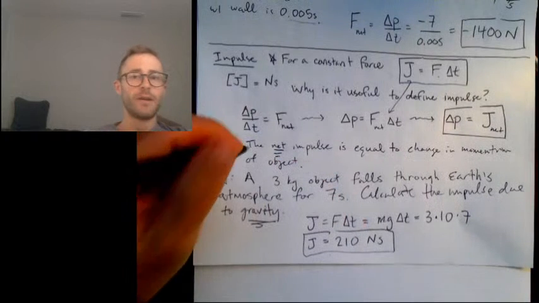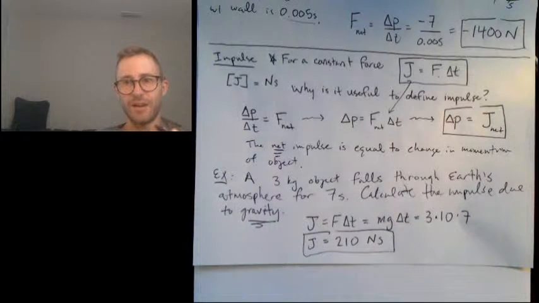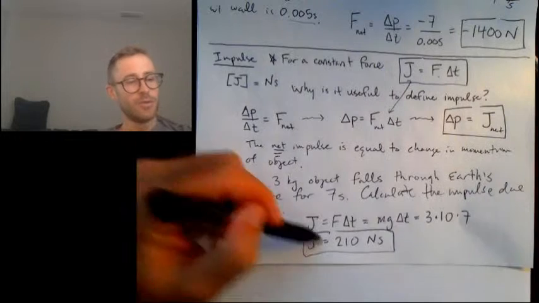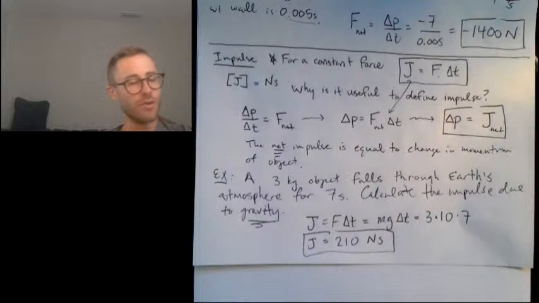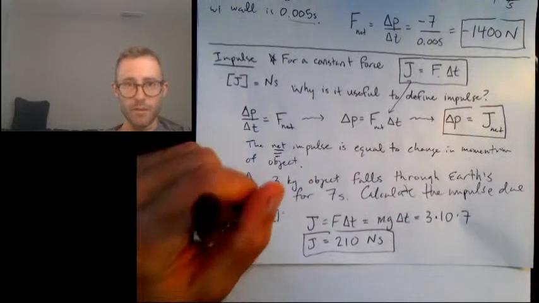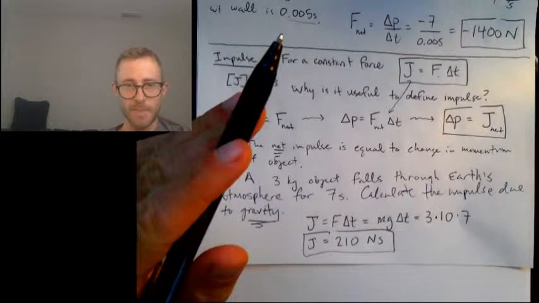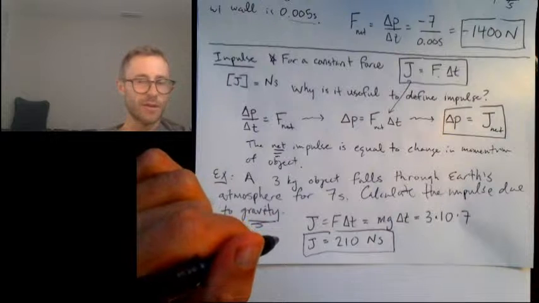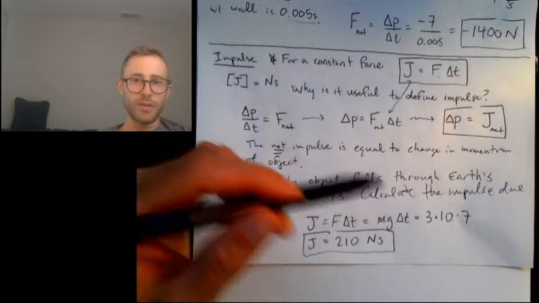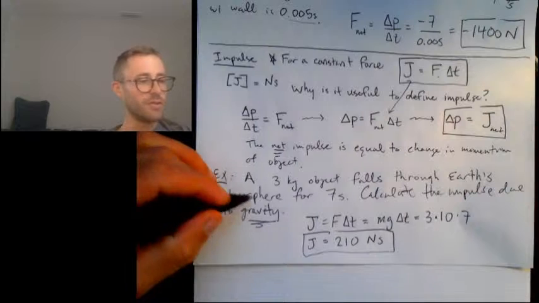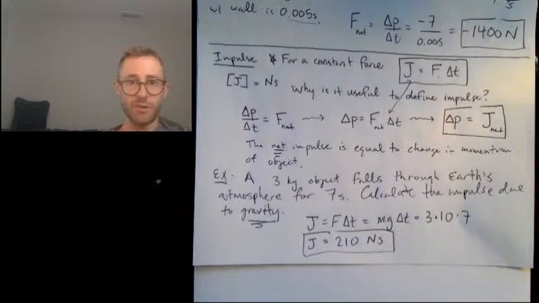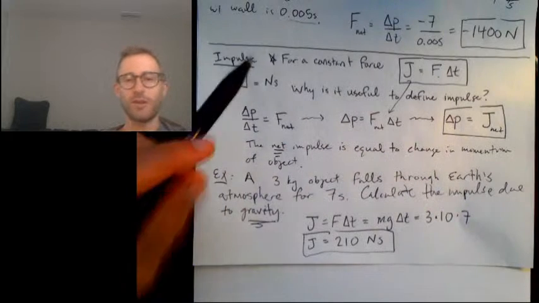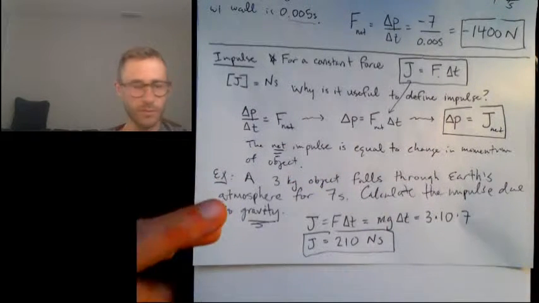All right. Notice how in this case we cannot set impulse equal to change in momentum, because this is only the impulse due to one of the forces. The net force on this object is probably going to be two forces, because we said it's falling through Earth's atmosphere. So we also have a drag force. We couldn't calculate the change in momentum without also knowing the impulse due to the drag force.